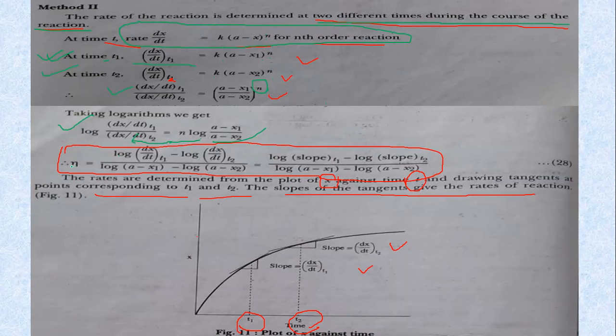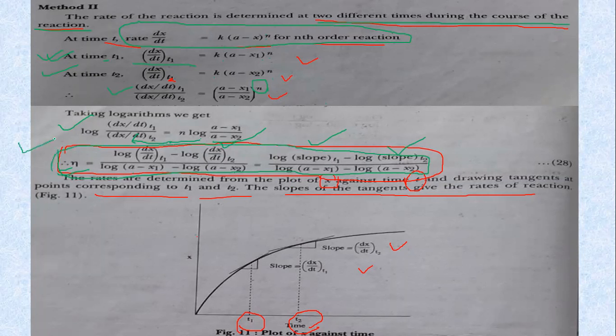Okay, so what we will get, n is equal to, I am writing n to this side now, log of dx upon dt of t1 minus log of dx upon dt of t2 upon log of a minus x1 minus log of a minus x2. Okay, so dx upon dt1 is slope 1, dx upon dt2 is slope 2. Remaining terms will remain the same, and this is how you can calculate the value of n.